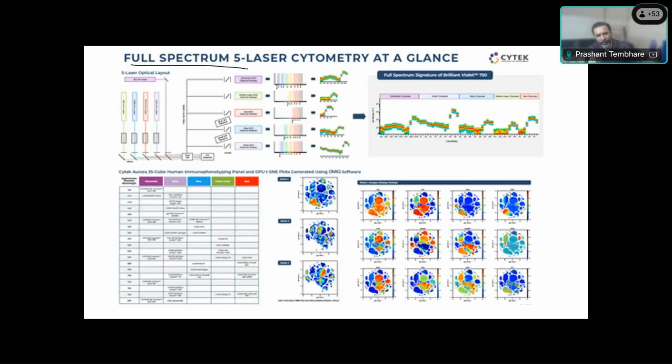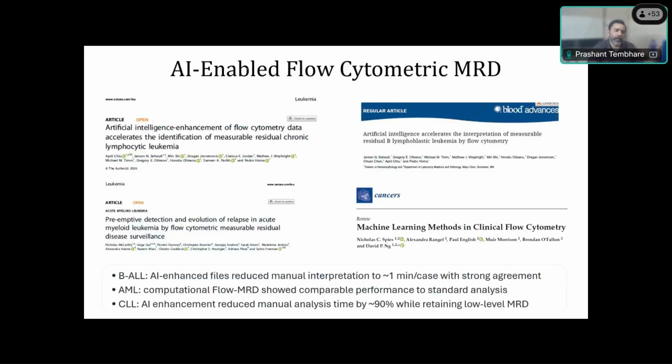Now people are working on developing assays in AML MRD. We have recently standardized a 22 color AML MRD using spectral flow cytometry, and simultaneously a few more centers in Europe have also developed this assay. The next new thing is AI, that is artificial intelligence enabled flow cytometry data MRD analysis.